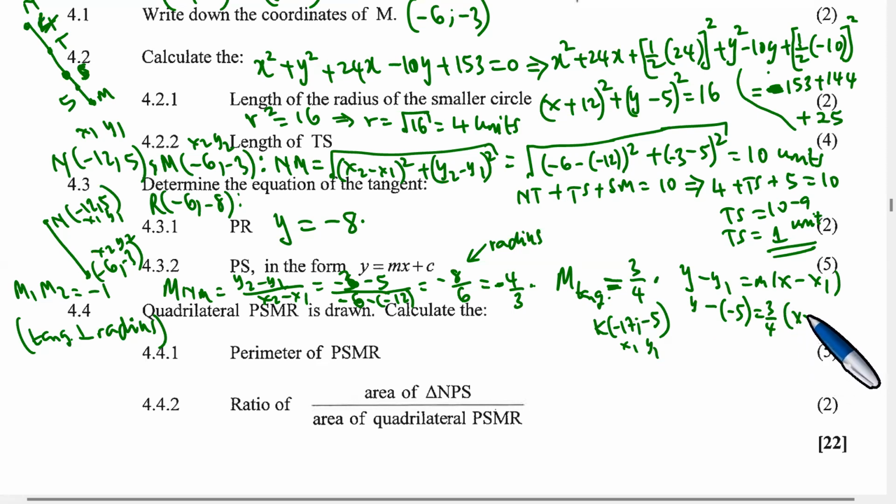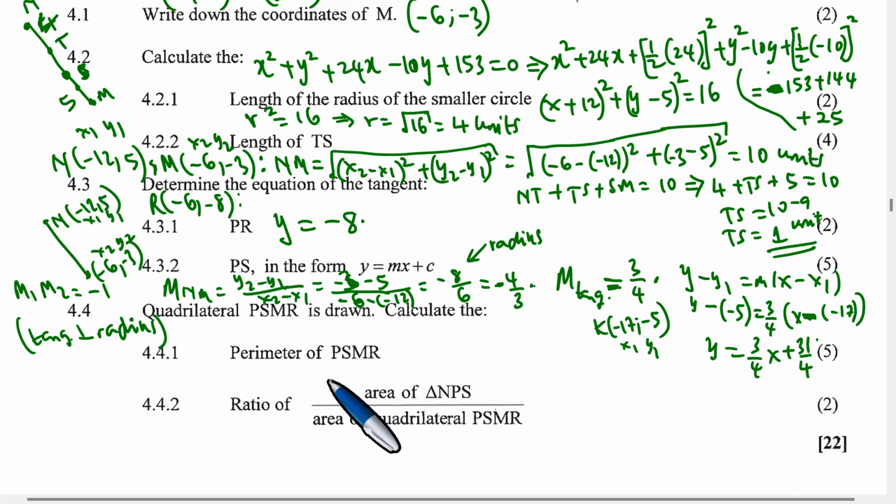x minus x1, which is exactly -17. So y is equal to 3 out of 4 x plus 31 out of 4. So we have found the equation exactly in the required form, y equals mx plus c.